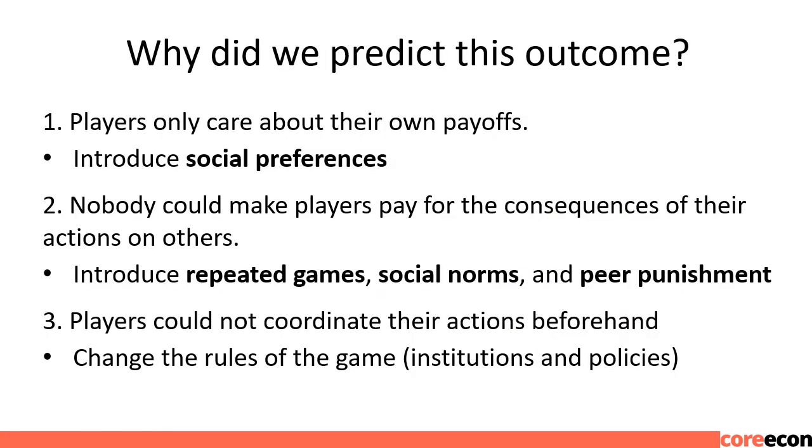Why did we predict this outcome? This outcome is the result of the assumptions being made. We look at the assumptions and then consider the impact of changing them on the outcome of the game.